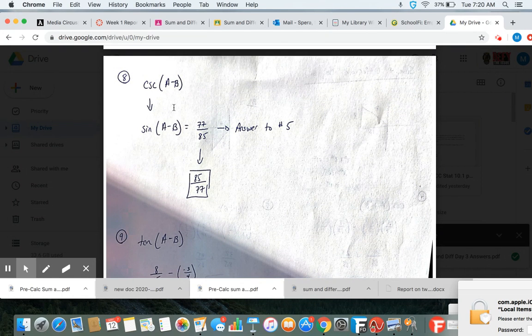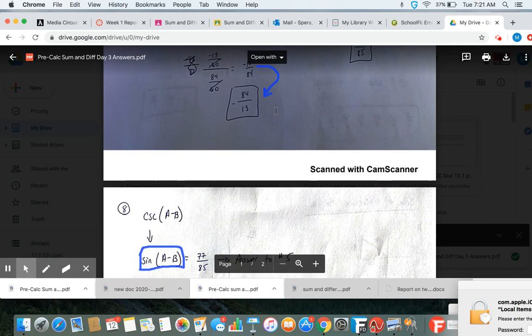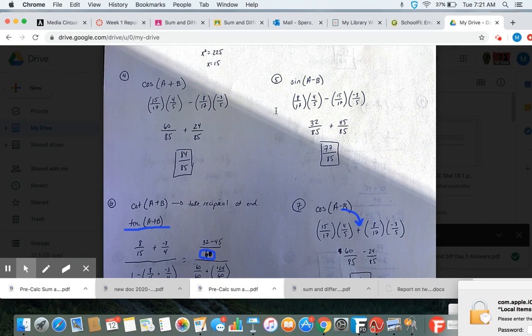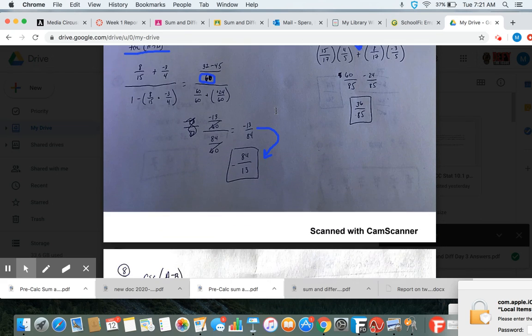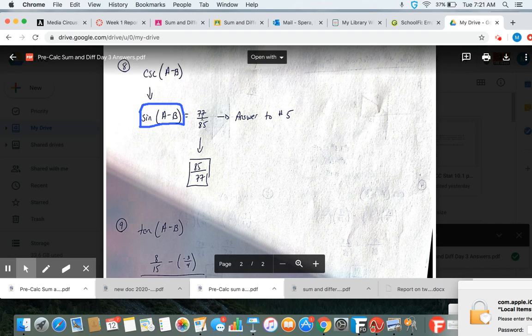All right, number 8. So be aware of problems that you've already done, because in this one, we already had this answer, right? In number 8, we were asked to find cosecant. Well, I just got done saying that if you're given cosecant, you should try to find the sine of A minus B in this case, and then at the end, we'll just take the reciprocal. But again, be aware of problems that you've already done, because in number 5, we were asked to do sine of A minus B. So all I had to do was take that answer, 77 over 85, and to get cosecant, just take the reciprocal of it.